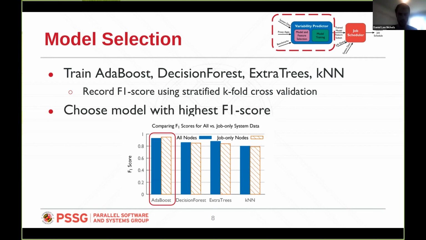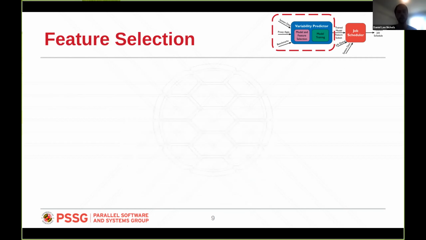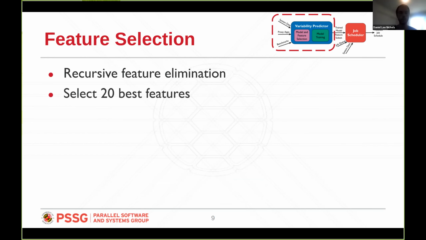So this is a pretty important thing that we found here, that we only need system counters from the nodes that we run a job on. And this is important because it allows us to collect the counters quicker during runtime, so we can make scheduling decisions with lower latency. So now that we have these trained models, we then perform feature selection using recursive feature elimination. And here we narrow down to the 20 best features. We chose 20 here because we experimentally determined that that was how many features we could go down to while still getting the same F1 scores.